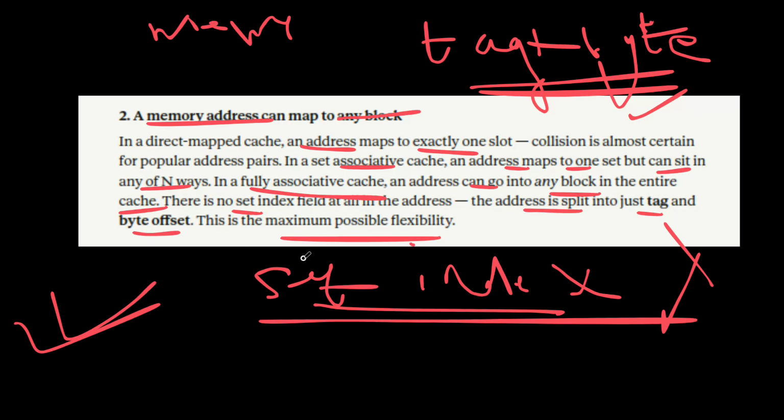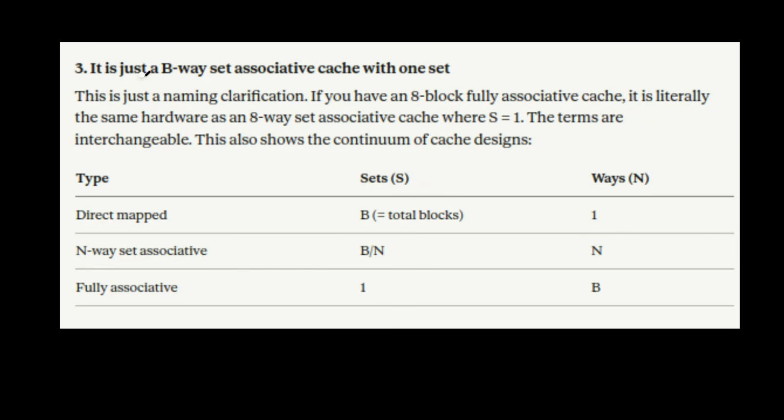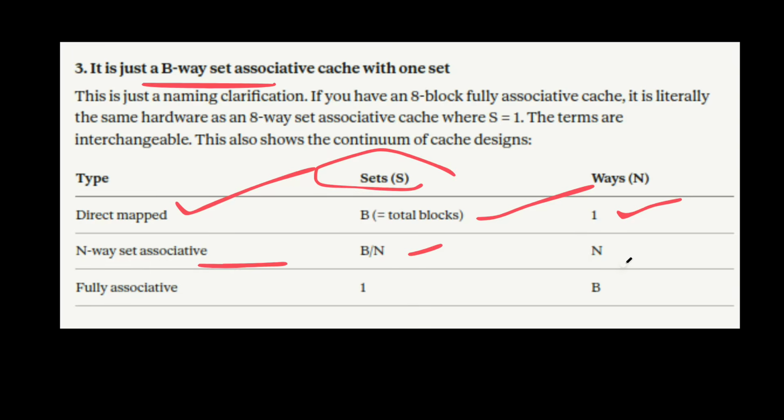So you have to understand that a memory address can go to any block in that particular set. Fully associative is like a b way set associative, right? In direct mapped the number of sets is the number of blocks and there is only one way for each block. N way set associative means the number of sets is b by n and the number of ways is n. In fully associative the number of sets is 1 and the number of ways is b. You can put the memory address in any of b ways.